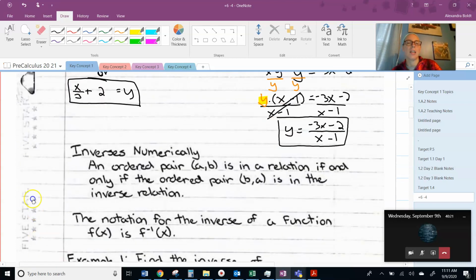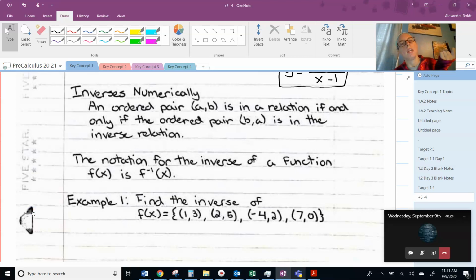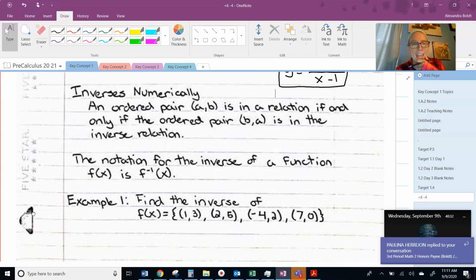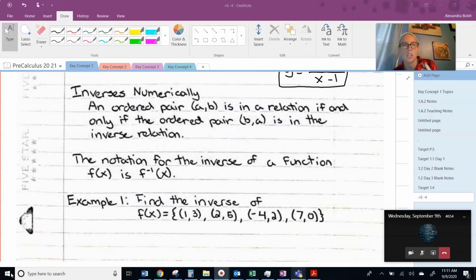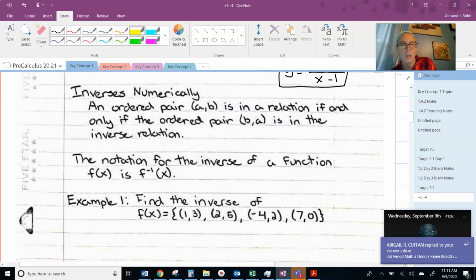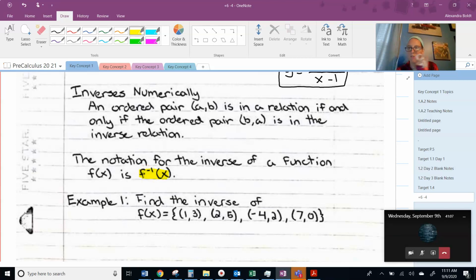Okay, let's look at inverses numerically. So what is an inverse? An ordered pair (a, b) is in a relation if and only if the ordered pair (b, a) is in the inverse relation. So the inverse basically switches your x's and your y's. One thing to note in the notation for the inverse of a function f of x is f to the negative 1 of x. It's like an exponent of negative 1, but it's not actually raising it to the negative 1 power. That is our notation for the inverse of a function.